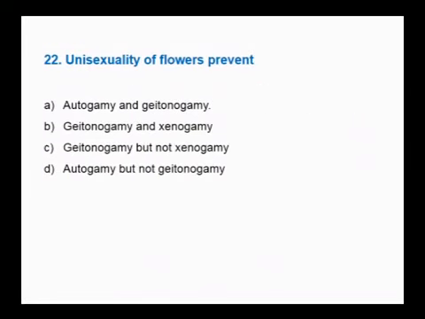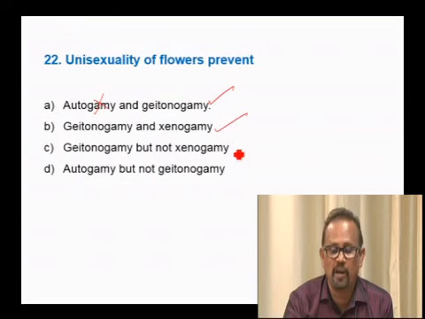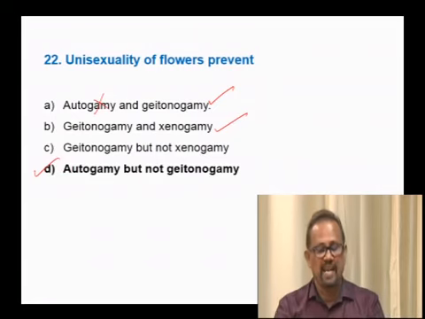Next question, unisexuality of flowers prevents. When the flowers are unisexual, autogamy is not possible, but if it is monoecious, geitonogamy is possible. Geitonogamy is possible and xenogamy is also possible. They cannot be prevented. So unisexuality can prevent autogamy, but not geitonogamy. Therefore, the answer is D.